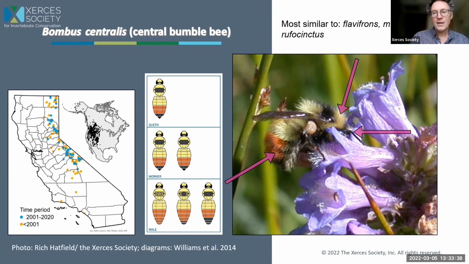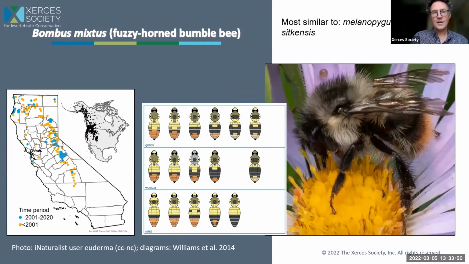This is one where the malar ratio is about equal to a little bit longer than wide, so just greater than 1. And that would help you to distinguish it from hunt bumblebee if you are uncertain about those other characteristics. Here's another one that has red hair on the abdomen. This is Bombus mixtus, the fuzzy horned bumblebee.